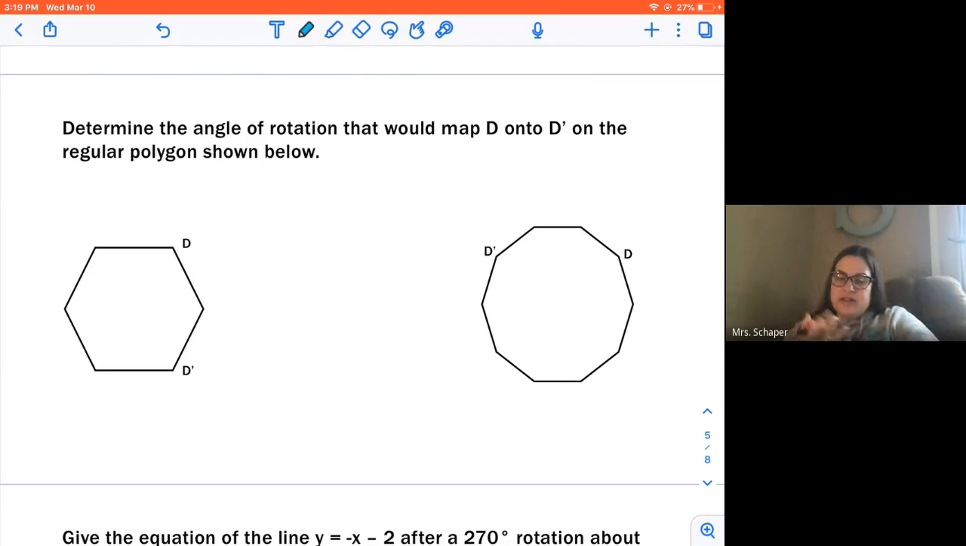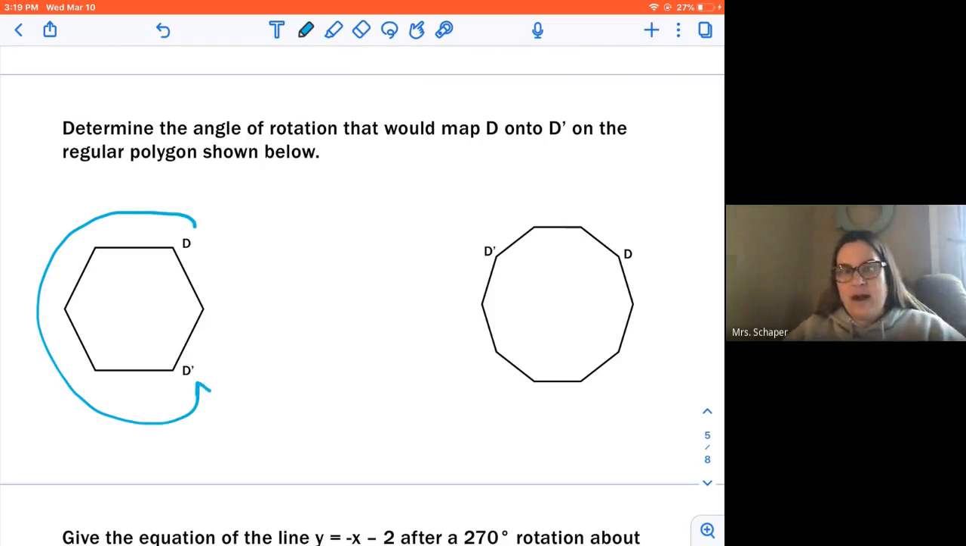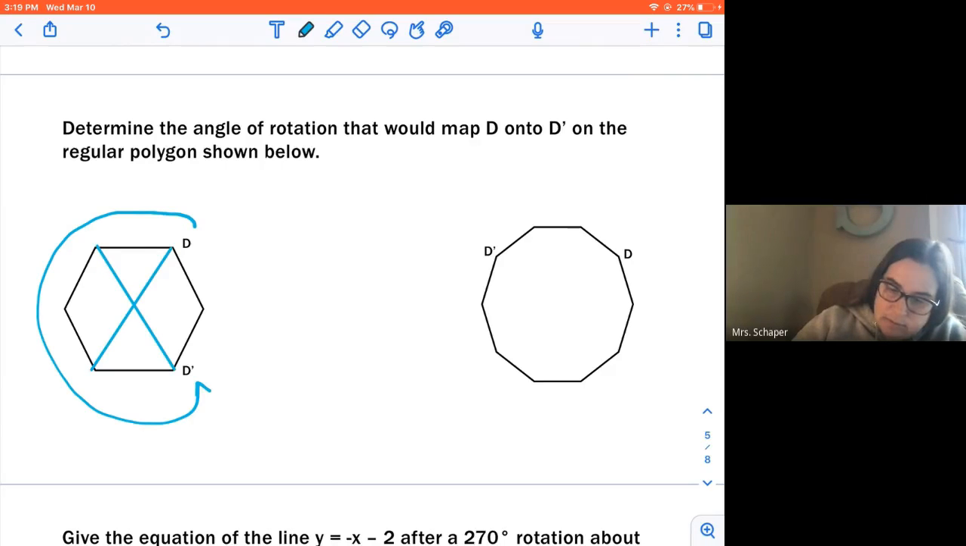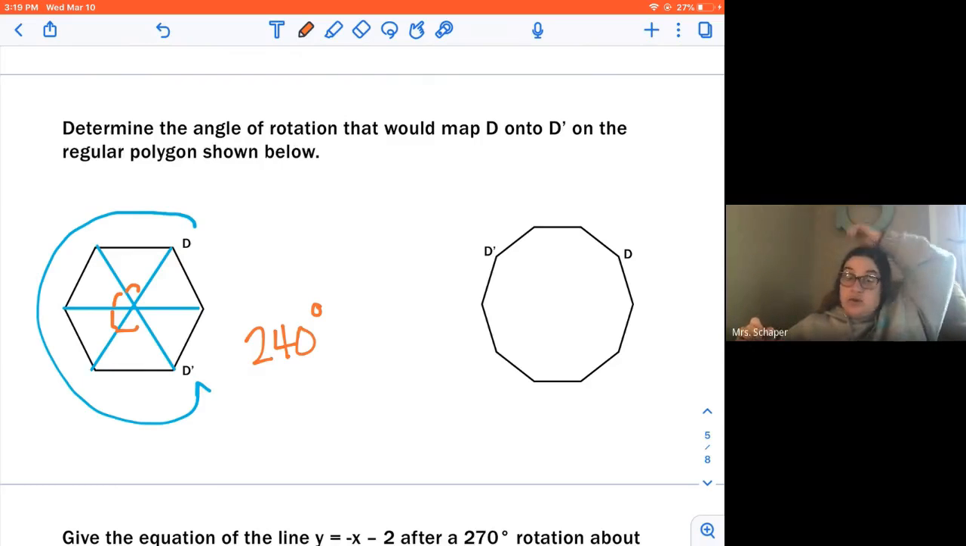Determine the angle of rotation that would map D onto D prime on the polygons below. So here's D. It's going to go counterclockwise. How do I figure that out? Well, this is a hexagon. So if I draw my diagonals, 60, 120, 180, 240. It's going to be 240 degrees. Now, because we assume it's counterclockwise, we don't have to write counterclockwise. So it's got 6 angles. 360 divided by 6 is 60, and it's 4 of those.